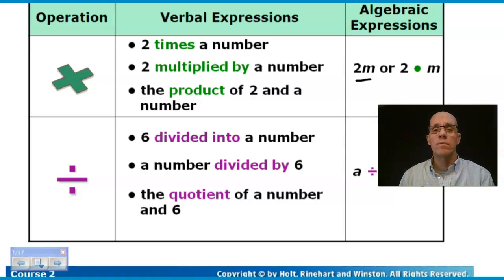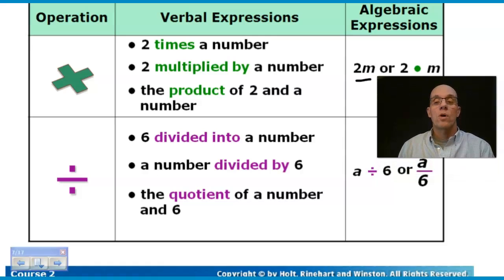Let's look at division. Multiplication, we can move around. 2 times 3 is the same as 3 times 2. That is the commutative property with multiplication, but there isn't one with division. So we have to be careful with subtraction and division that we keep the order right. Here's the expression a divided by 6. A number divided by 6 is the way I would say that. 6 divided into a number. 6 is the thing that you're taking into the number, or the quotient. Quotient is the answer to a division problem.